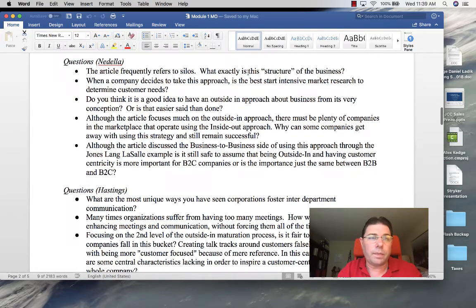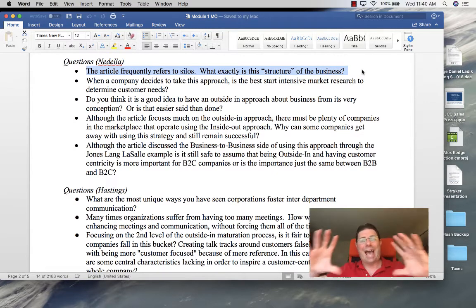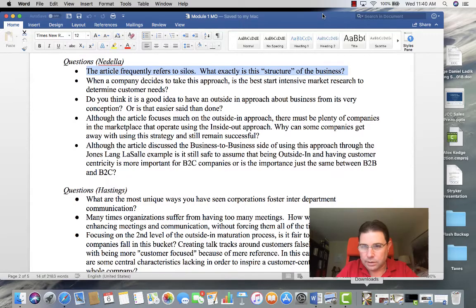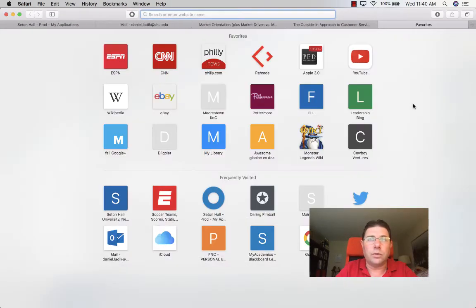Okay, Nadella, that's Satya, Microsoft CEO. This article frequently focuses on the silo. What exactly is the structure of the business? The structure of the business is how it's physically built. How many layers of management are there between the bottom layer and the top layer? How is the business organized? Here's a perfect example. And granted, we keep talking about Apple because right now they're doing really well, so we need to use them as an exemplar.